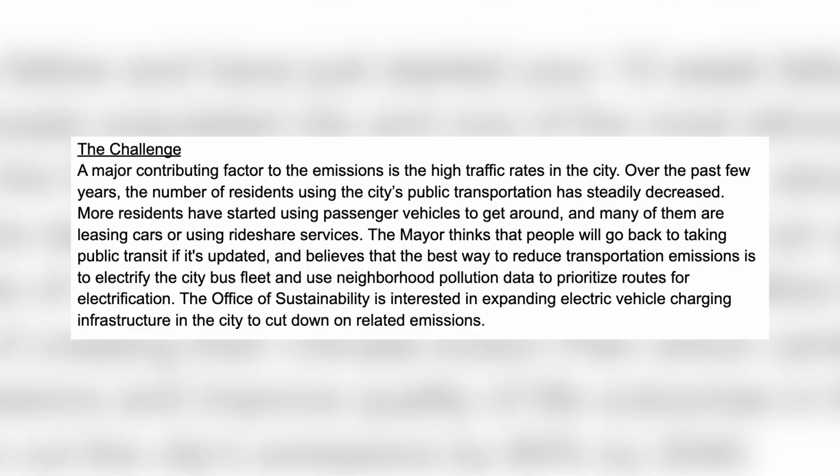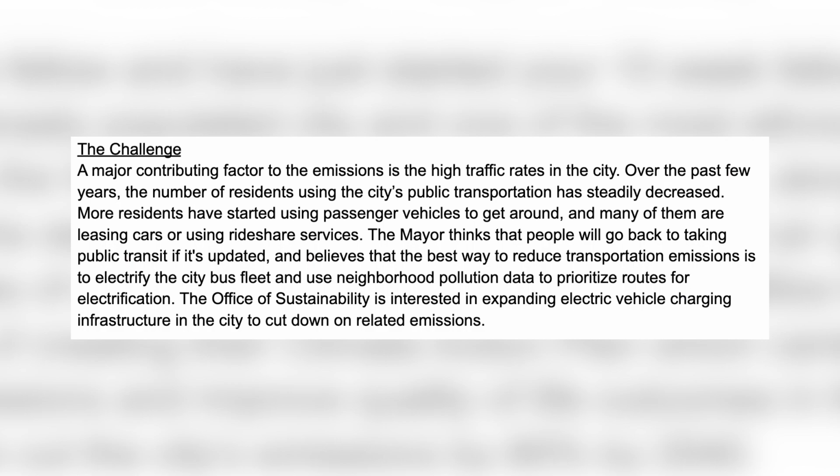The challenge. A major contributing factor to the emissions is the high traffic rates in the city. Over the past few years, the number of residents using the city's public transportation has steadily decreased. More residents have started using passenger vehicles to get around, and many of them are leasing cars or using ride-share services.